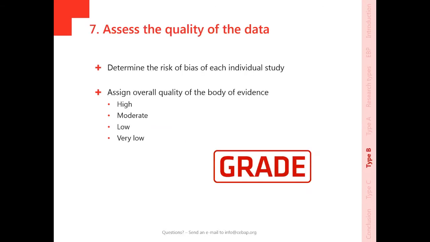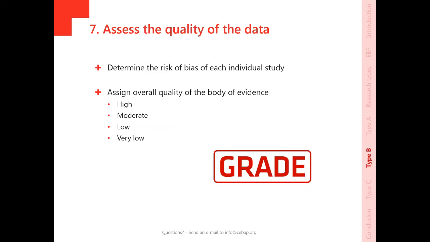Finally, the quality of the data is also determined, and this is done in 2 phases. First, we determine the risk of bias of each individual study, and next we assign an overall quality to the body of evidence by using GRADE. Now, I won't go into any detail today, but just know that this is a very important step. You can probably imagine if the quality of your included studies is very low, then you cannot make any firm conclusions. What you really want is to have a lot of high quality studies, and then you can come to a firm conclusion.